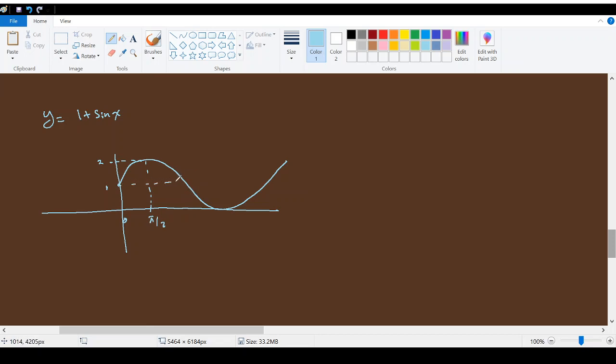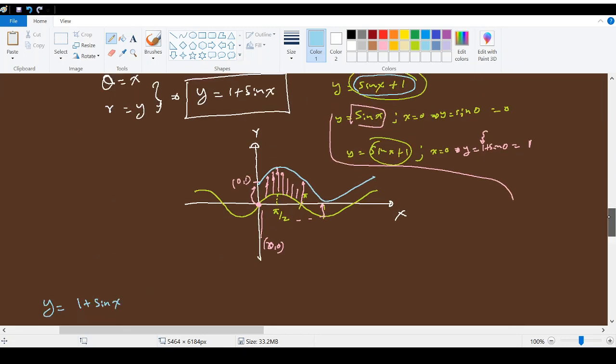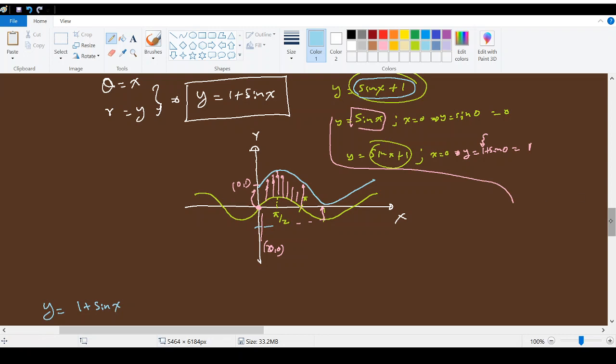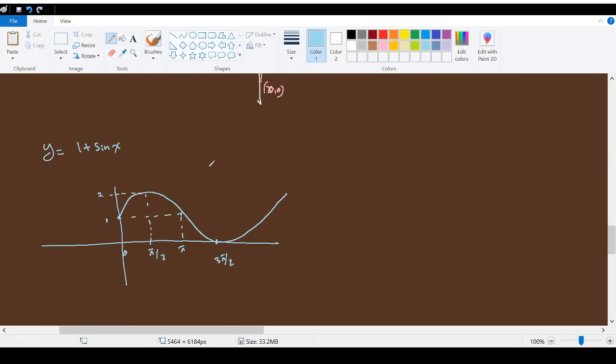At this point again you have pi, because sine pi is 0. When you have 1 added to that, you will get 1. And this point will be 3 pi by 2, which was originally a negative 1. Okay, now we have obtained the curve of y equals 1 plus sin x, and we have plotted that curve in the xy plane, which is the Cartesian system.